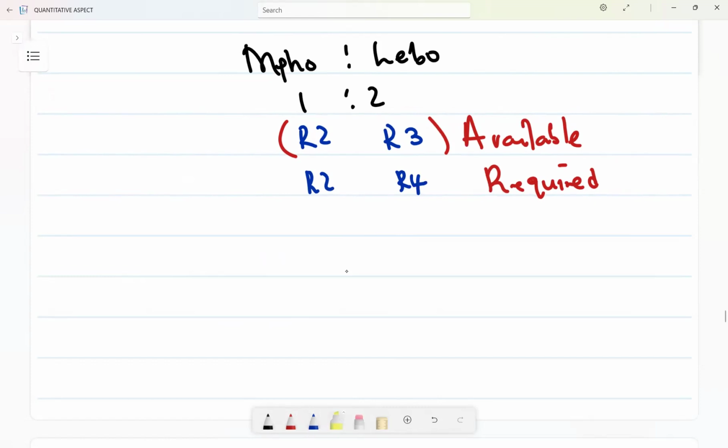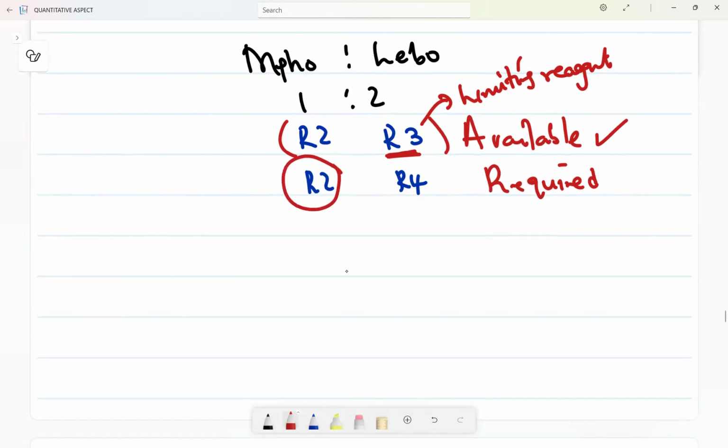4 rand. So can you see that Lebu does not have enough for that day? So it means Lebu is a what? Is a limiting reagent. Why? Because when you go to the store, it means Lebu is going to use this 3 rand, all of it, because this is what is available. But now, is Mpo going to use this 2 rand, all of it? No. Why? Because for Mpo to use this 2 rand, Lebu needs to have how much? 4 rand.